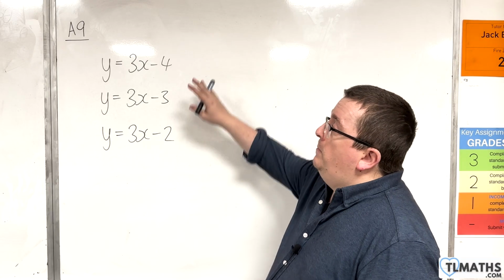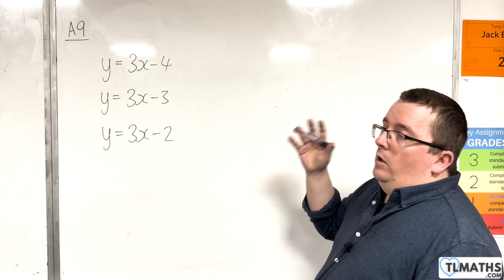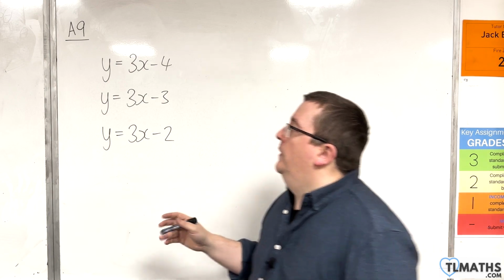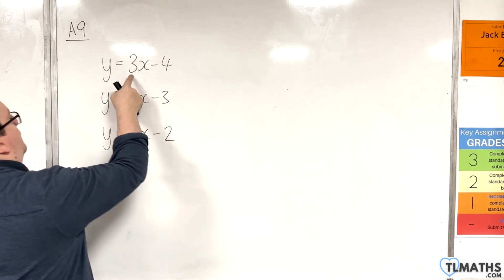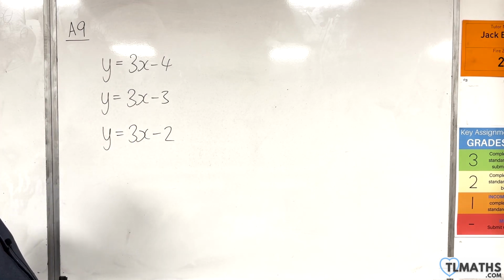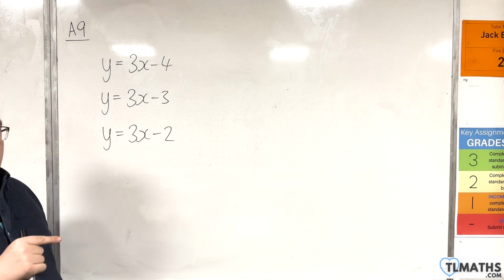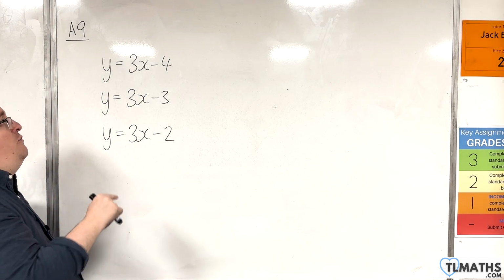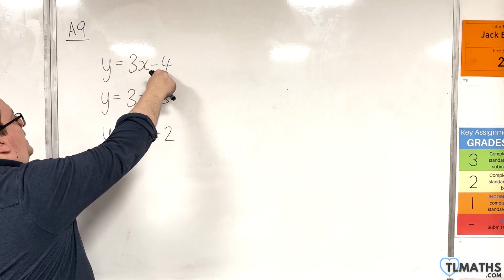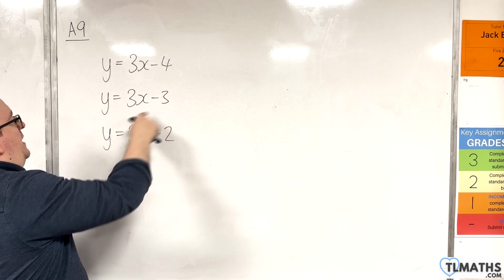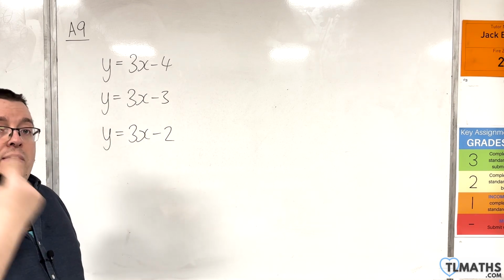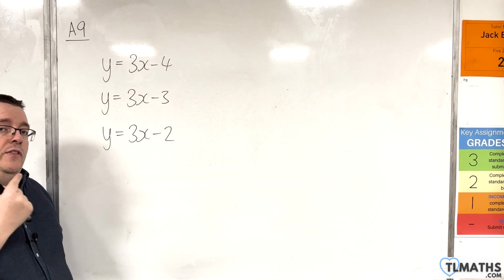So what we found when we plotted these three graphs was that they were parallel lines. They all have the same value in front of the x. The coefficient of x in each of those cases is the same, and that identifies that they will all be parallel. They're all in the same structural form, y equals mx plus c, and in each of those cases the m is the same, they're 3. And so that identifies that they are parallel.